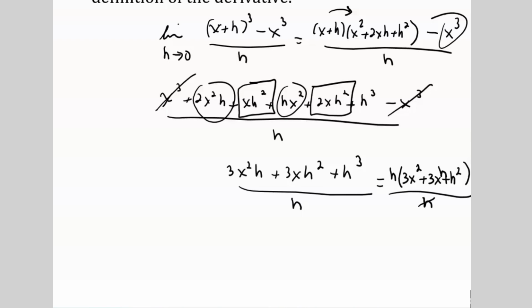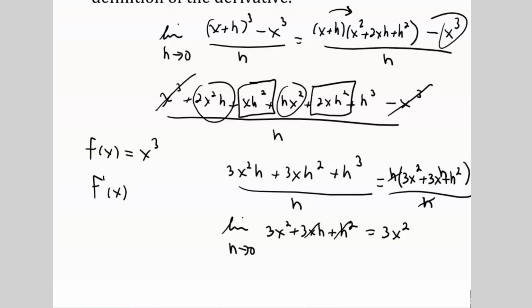Okay, so the h is going to cancel. So this is going to boil down to the limit as h approaches 0 of 3x squared plus 3xh plus h squared. And if I take the limit as h approaches 0, these terms are going to equal 0. So I'm going to be left with 3x squared. Which means that if f of x is equal to x cubed, f prime of x is equal to 3x squared using the definition of the derivative.